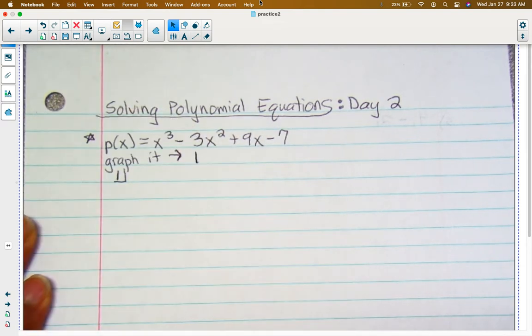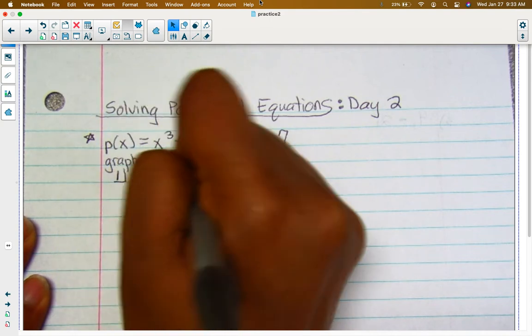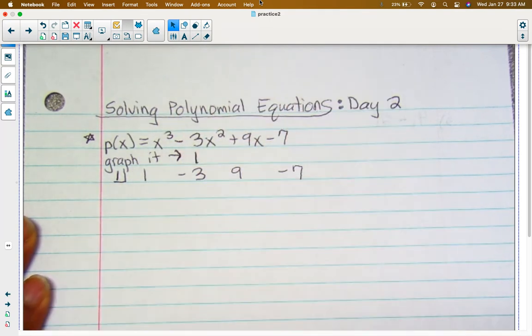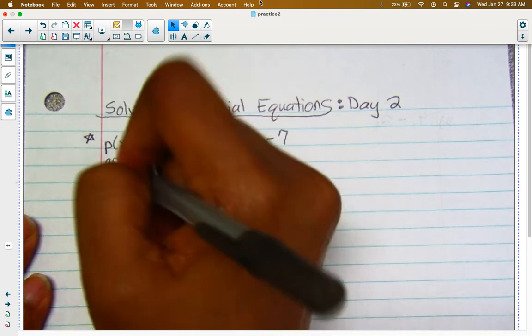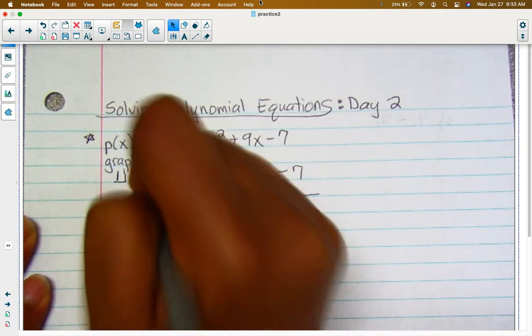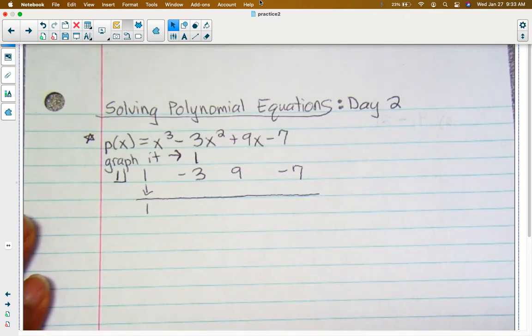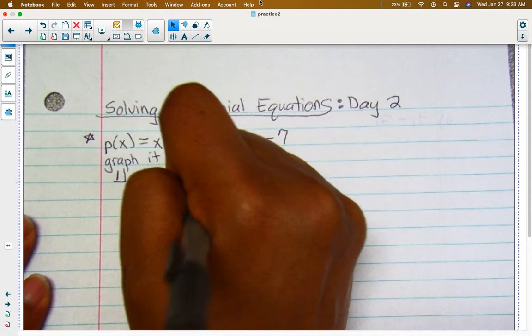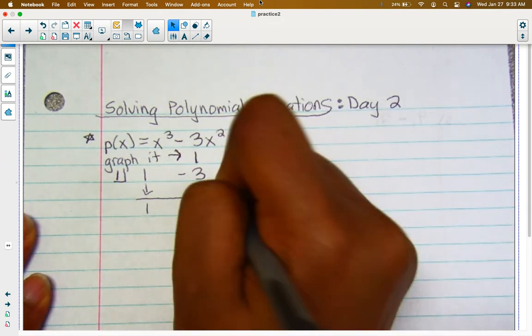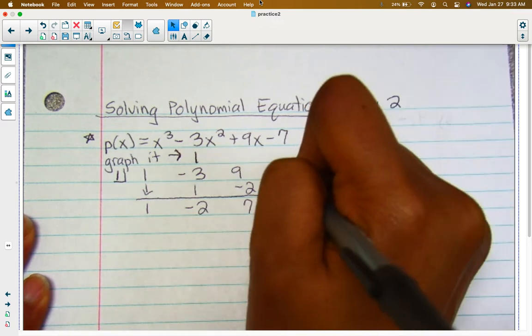We're going to line up our coefficients. 1, -3, 9, and -7. I don't need any placeholders. It goes x to the third, x squared, x, and my regular number. We draw our line, and the 1 comes straight down. From here, we multiply, add, multiply, add, multiply, add.